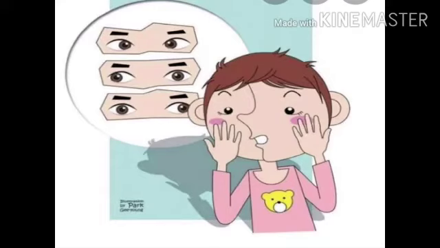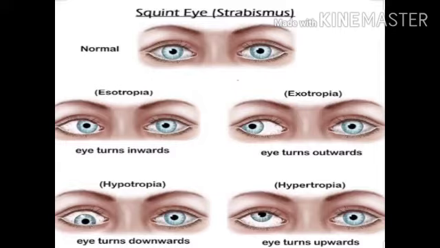When the eye moves inward, this condition is known as esotropia. When the eye moves outward, this condition is known as exotropia. When the eye turns downwards, this condition is known as hypotropia. When the eye turns upward, this condition is known as hypertropia.